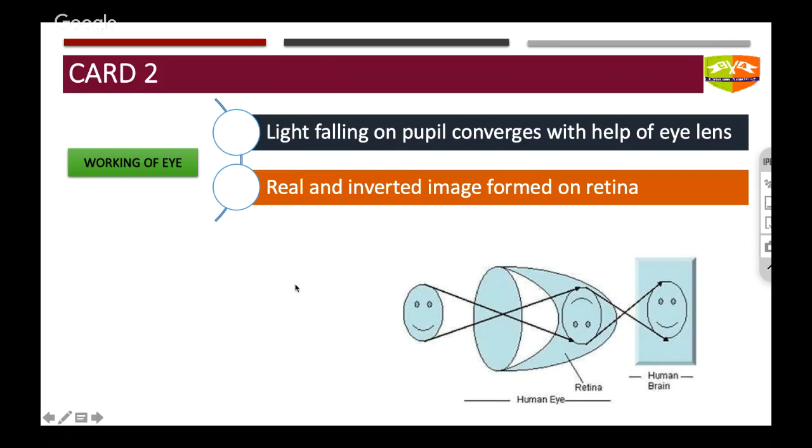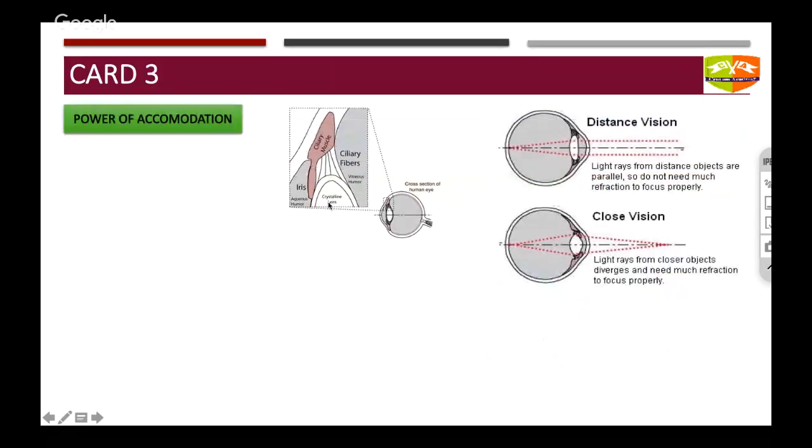It is not inverted. Now I discussed the power of accommodation, and I told that the ciliary muscle is responsible for changing the focal length. I explained clearly that the change in focal length is required because the distance between the object and the eye keeps on changing, as u keeps on changing, and the distance between the lens and the retina is not changing. The v is constant. So to keep v constant, f also has to adjust itself with respect to the change in u, and the change in focal length is possible due to the ciliary muscle.